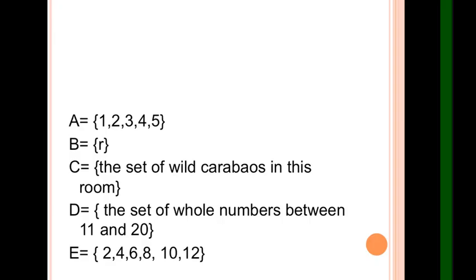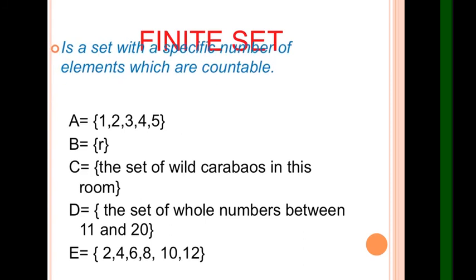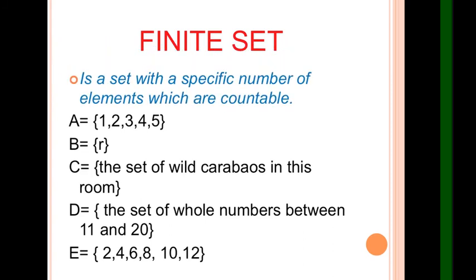What can you say about this? Okay, so there is a possibility that we can list them, right? And this one is an example of a finite set, which means a set with a specific number of elements which are countable. So, you can count it. Can we consider letter C a finite set? Yes, because an empty set is a finite set. I repeat, an empty set is a finite set.